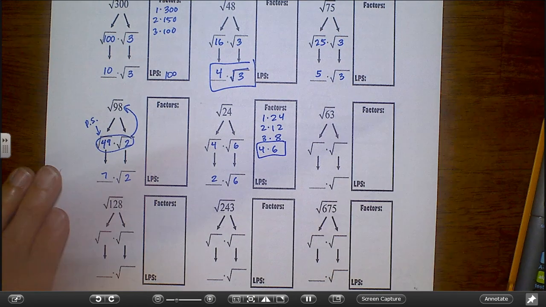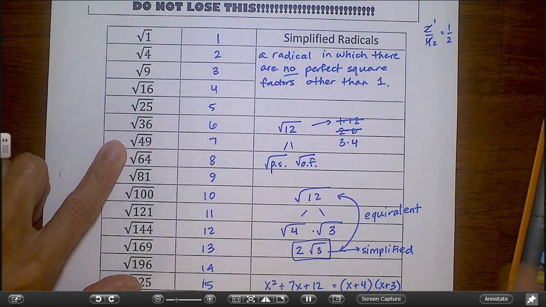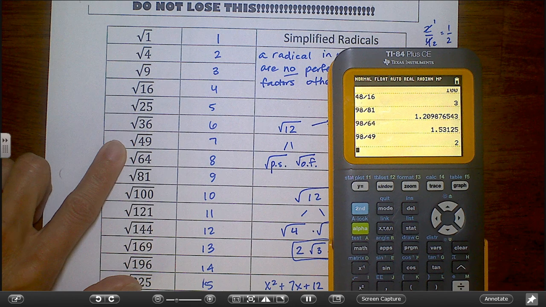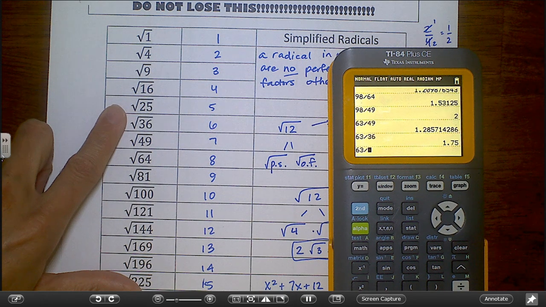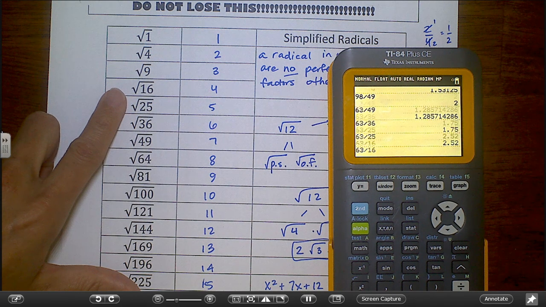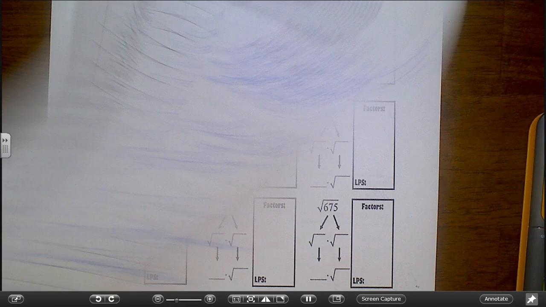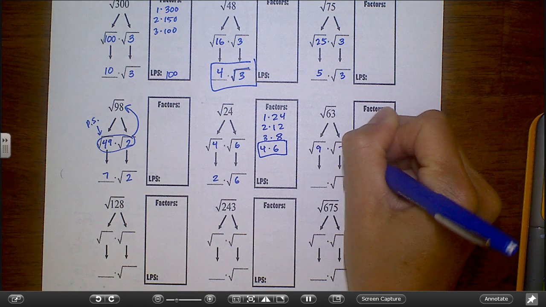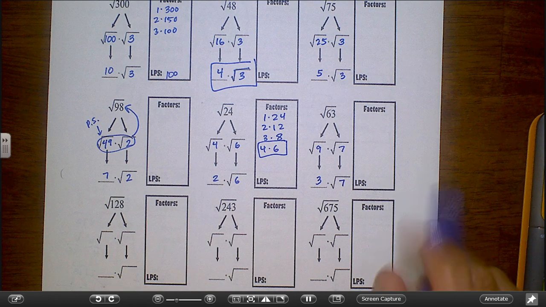All right, 63. Go back here. The highest one I could possibly use is 49 because 64 is over 63. So 63 divided by 49 does not work. 63 divided by 36 does not work. 63 divided by 25 does not work. And again, most of these you can do in your head, so please do. I'm just showing it to you. 63 divided by 16 does not work. 63 divided by 9 is 7. All right, so the square root of 9 times the square root of 7, and the square root of 9 is 3. The square root of 7 stays the square root of 7.